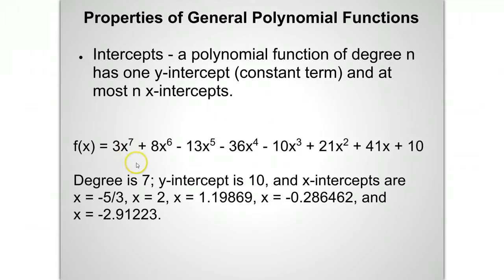In this example, which we actually did as a warm-up in class, its degree is 7, the y-intercept is 10, and the x-intercepts are these 1, 2, 3, 4, 5 numbers, where negative 5/3 and 2 are the rational zeros or rational roots. These other 3 were found with our calculator, but we sense they are irrational.